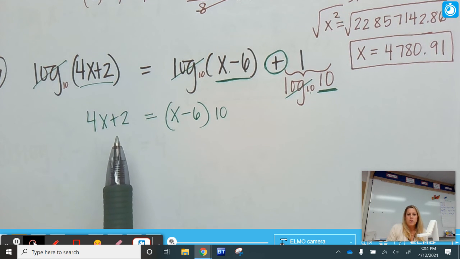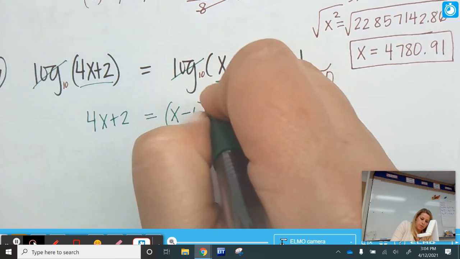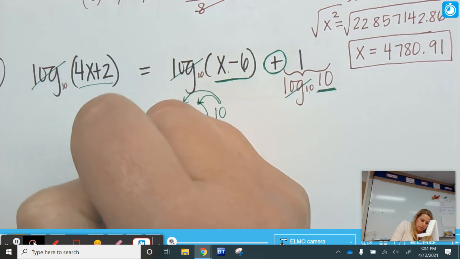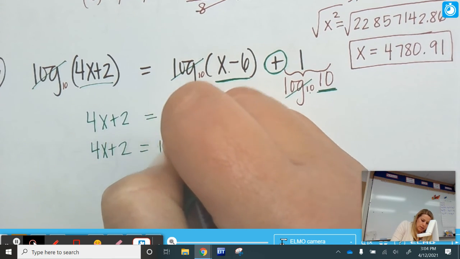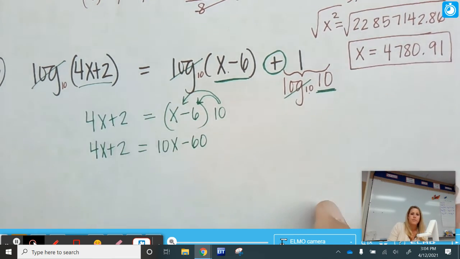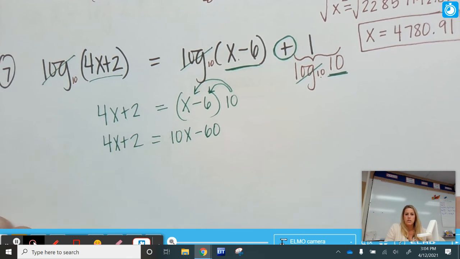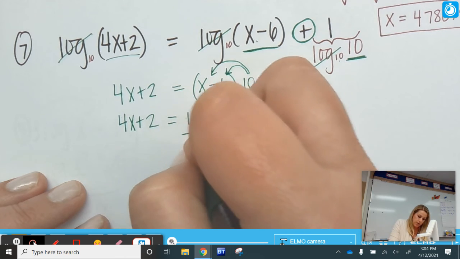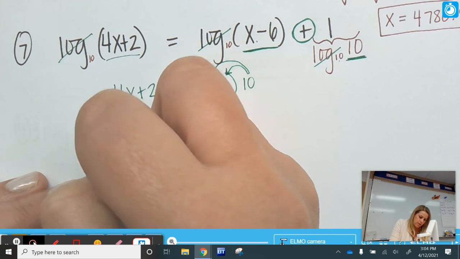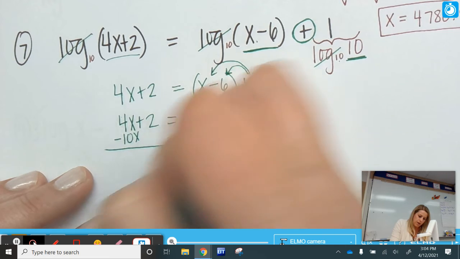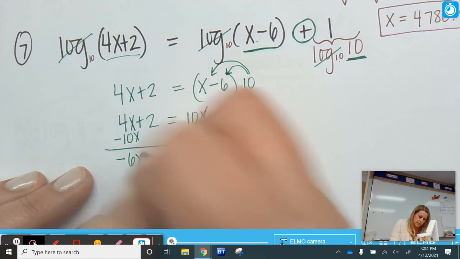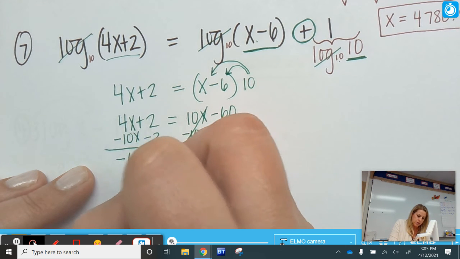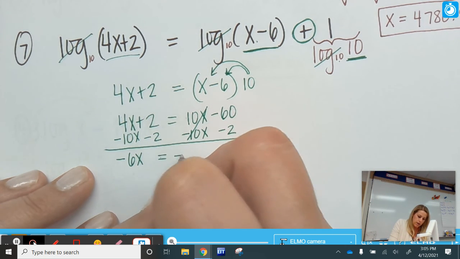So now all I'm having to do is just solve for x. So this is kind of a backwards distributing type of thing here. So I get 4x plus 2 equals 10x minus 60. All right, so now we just got to solve. So we got to figure out which way we want to go. I think I'm going to subtract the 10x, even though it's going to give me a negative. So that becomes a negative 6x. And then because I moved my x's over to the left, I'm going to move my numbers to the right. I'm going to get a negative 62.